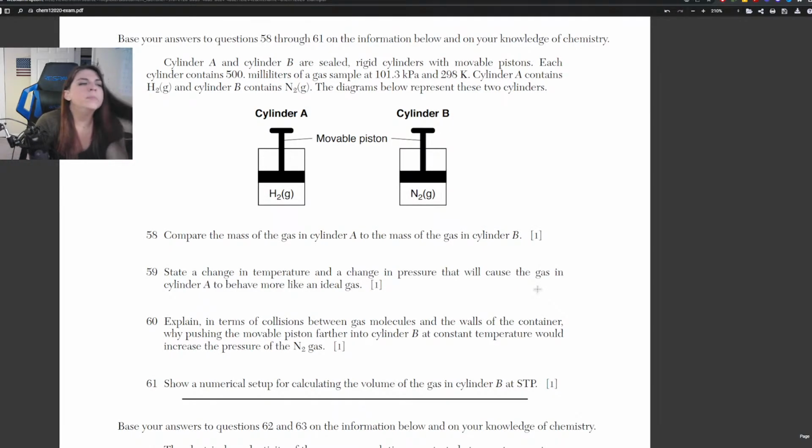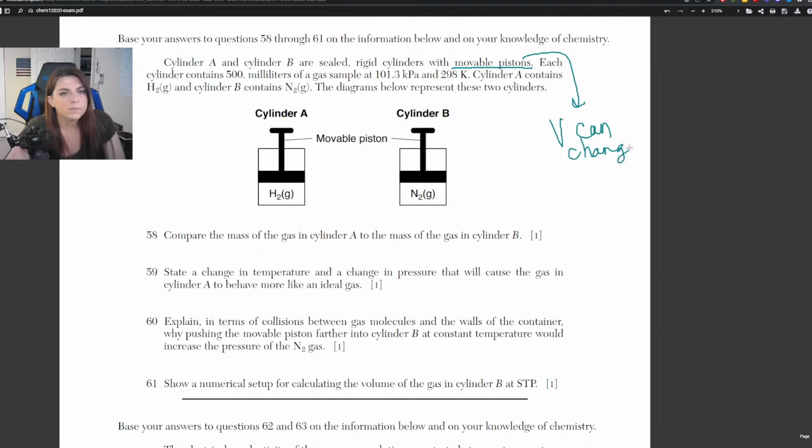Oh boy. This looks like it would be a part C question. Cylinders A and B are sealed rigid cylinders with movable pistons. Movable piston is fancy science for the volume can change. Each cylinder contains 500 mL of gas at 101.3 kilopascals and 298 Kelvin. Cylinder A has hydrogen and cylinder B has nitrogen. Compare the mass of the gas in cylinder A to cylinder B.